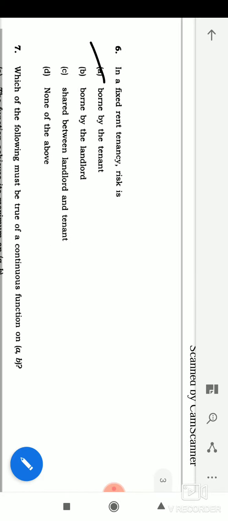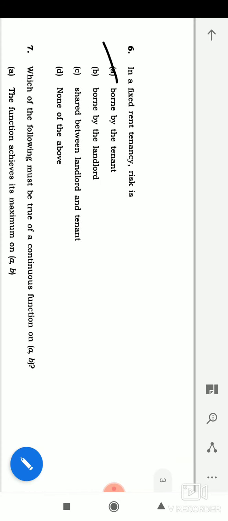Then next, in a fixed rent tenancy, risk is, given options are, borne by the tenant, borne by the landlord, shared between landlord and tenant, none of the above. In a fixed rent tenancy, the risk is borne by the tenant, as the tenant is bound to pay the rent to the landlord, and it is given in option A. So for question number 6, option A is the correct answer.